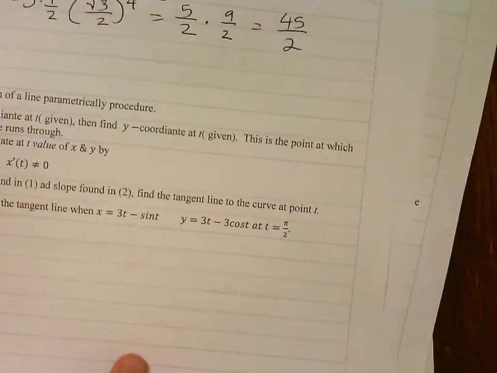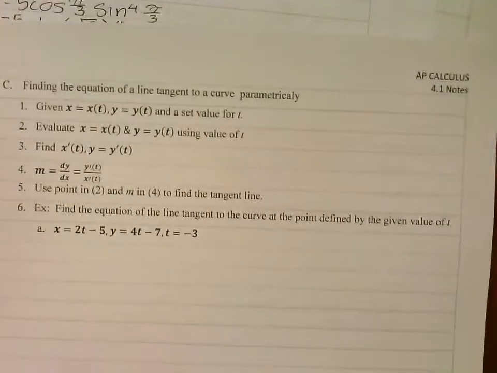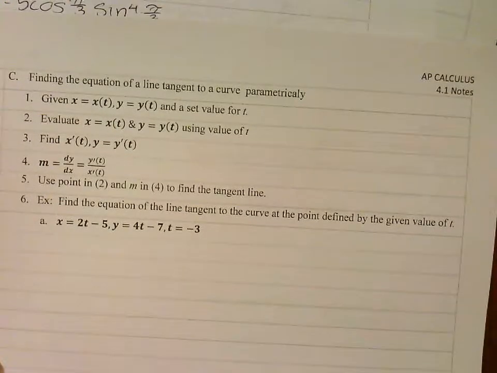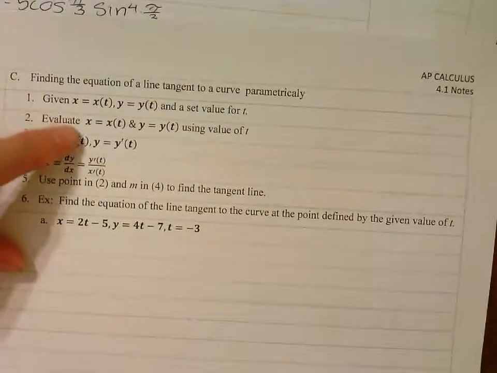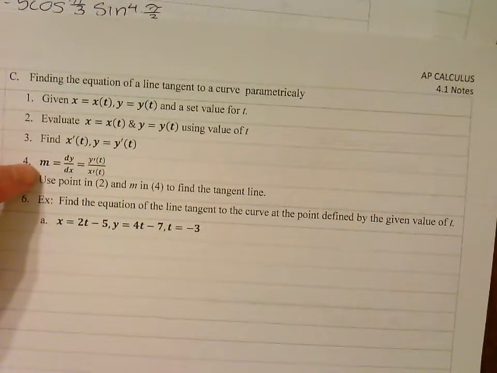Okay, so finding something parametrically. First you're going to be given x and you're going to be given y. So you're going to evaluate x of t using the value of t that's going to be given. And then you're going to find the derivative of those. And then you're going to put them in here. So to find the tangent line, you're going to be using the point that you got in step 2 and the slope here. So here's how you get your slope. Here's how you get your point.